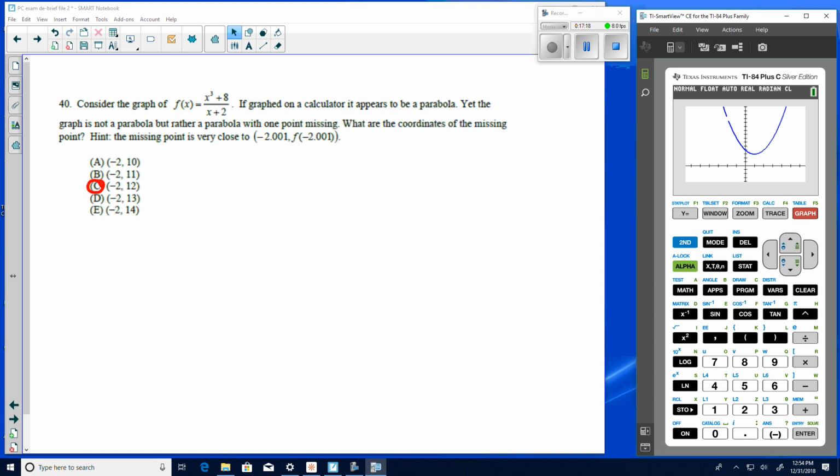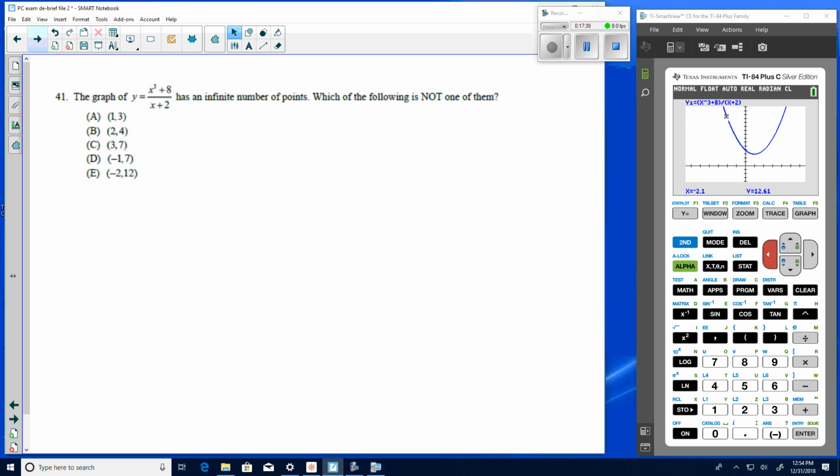And if we trace along, we're moving along. When we get to -1.99, we're okay. When we get to -2, there is no calculated value. And then when we get to -2.1, there is. Okay? Interesting graph. The graph has an infinite number of points, which is not one of them. Well, we just figured out which was not one of them. It was, in fact, -2, 12.